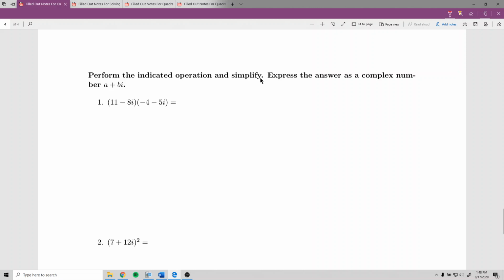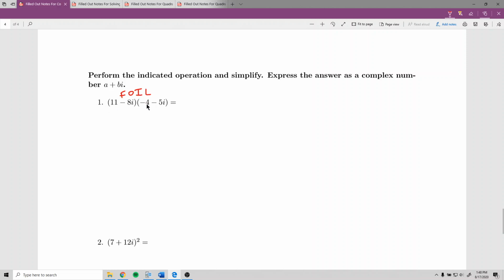So we've got: perform the indicated operation and simplify. Express the answer as a complex number a plus bi. But we know this means to multiply because there's not a plus or minus sign here, just like we would normally. We want to FOIL this.